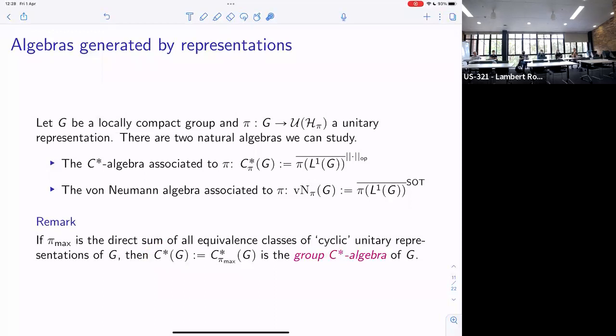And just being a bit more specific, the unitary representations of our group G are in one-to-one correspondence with non-degenerate star representations of this C-star algebra. So by star representation, I mean a homomorphism of the C-star algebra into the bounded operators on some Hilbert space that also preserves the adjoint operation. So these are C-star algebras and von Neumann algebras associated to representation pi.